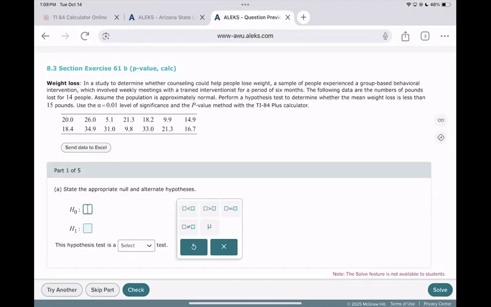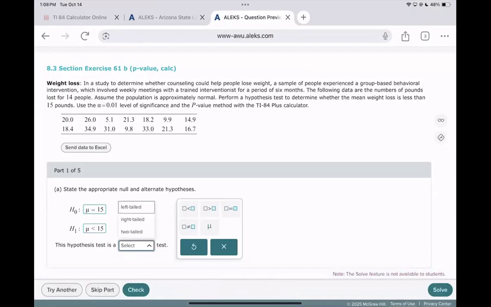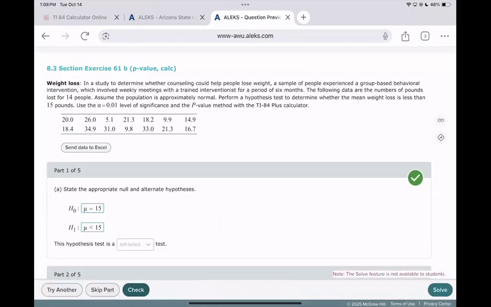Okay, so the null is that it's not less than 15 pounds. And the closest you can be without going over it is 15. The alternative hypothesis is that the mean weight loss is less than 15 pounds. Well, I guess it's that mu is less than 15 pounds. That's what we want to know. This would be a left-tailed test because mu moves to the left. Let's take a peek. Sweet, there we go.